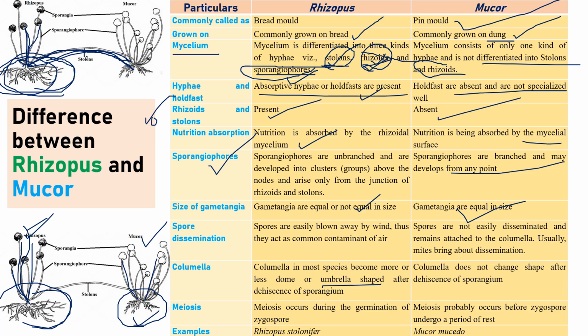When it comes to Mucor, the columella does not change even after the dehiscence of spores from the sporangia. But in case of Rhizopus, after dehiscence of spores, the columella's shape or size may vary, but in the case of Mucor, it doesn't happen. When it comes to meiosis, in Rhizopus it occurs during the germination of zygospore. But in the case of Mucor, meiosis probably happens before zygospore formation, during the resting period. The best example for Rhizopus is Rhizopus stolonifer. When it comes to Mucor, Mucor mucedo.